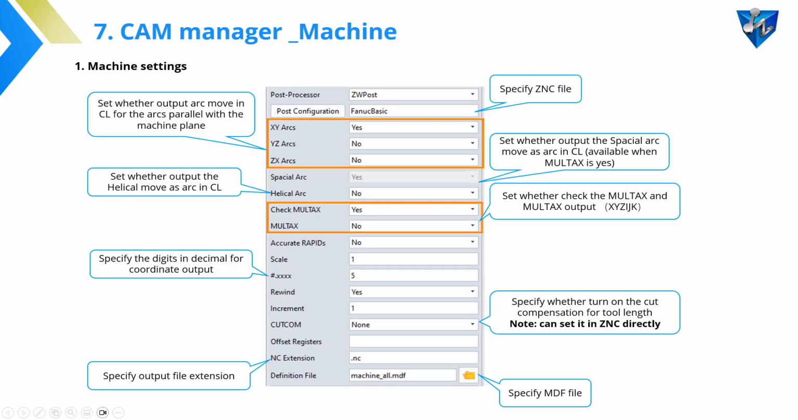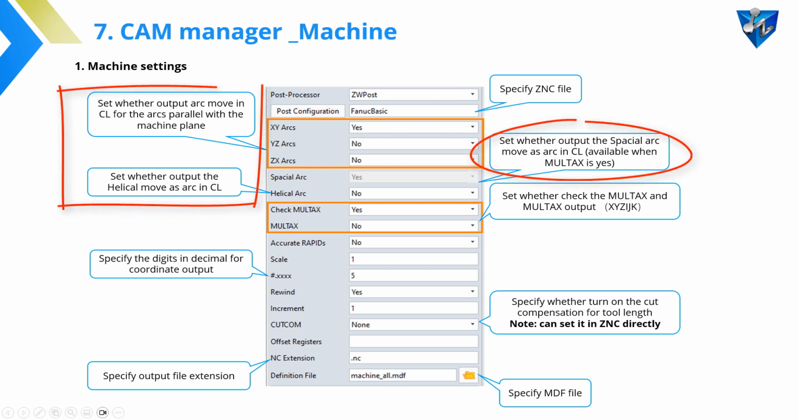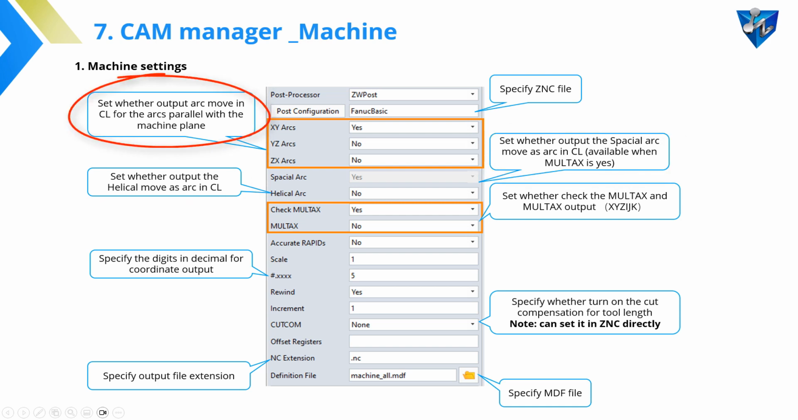All the toolpaths seem fine after check. Then we need to specify the machine for NC output. Let's check the Machine Manager. The most important setting is to specify the post files, including the ZNC file and MDF file. We can also control whether to output arc moves for the arcs on different planes, spatial arc or helical arc. Please note, currently, the XY, YZ, XZ arcs are based on the machine frame.